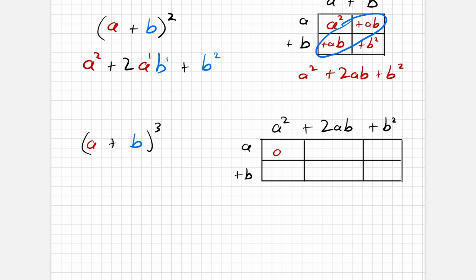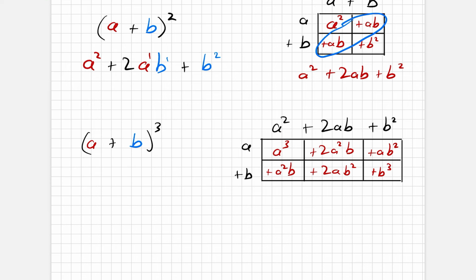So a times a squared is a cubed. A times 2ab is 2a squared b. A times b squared is ab squared. Then I've got b times a squared is a squared b. And you notice I'm always writing them in alphabetical order. Just makes it easier. Then b times 2ab is 2ab squared. And b times b squared is b cubed.